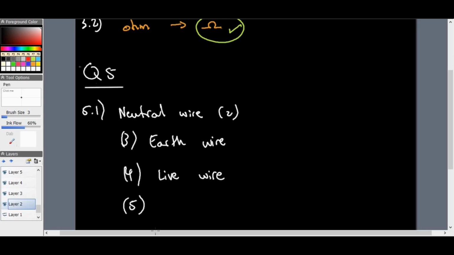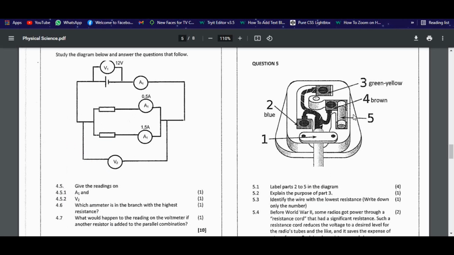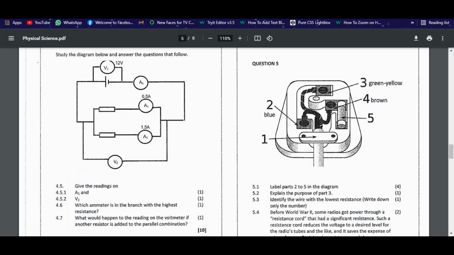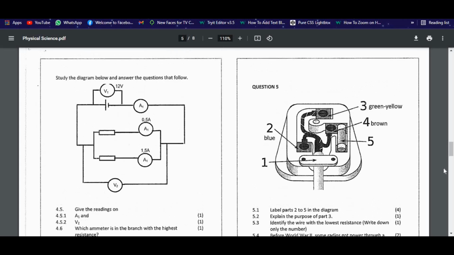Alright, and number 5, who knows what number 5 was? A fuse, I think. I like the way you think. It is a fuse. Okay, that's pretty basic, pretty simple. 5, I think that should be what? 4 marks. Excellent. Good stuff.